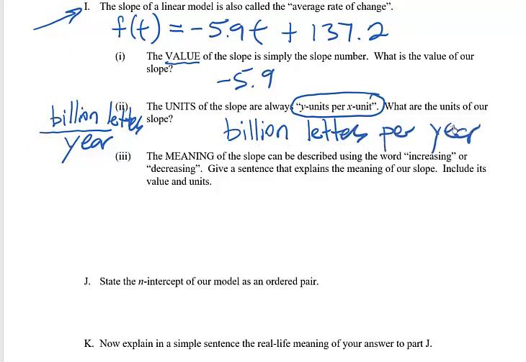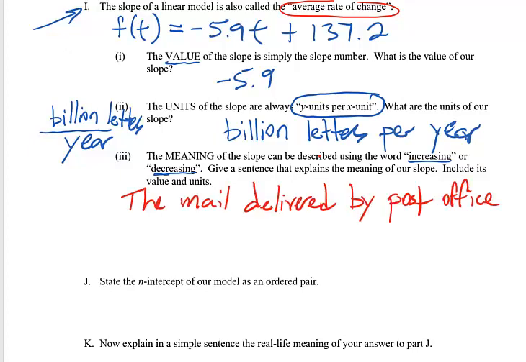You say, what is that trying to say? What is the meaning of that? Well, that's what we'll do in this next part. When you want to give the meaning of the slope, you generally use either the word increasing or decreasing, and then the slope is essentially telling you the rate, that's why it's called the average rate of change, the rate at which the situation is changing. So in our particular problem, we would say something like, the mail delivered by the post office has been decreasing.